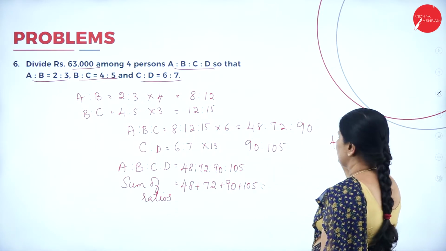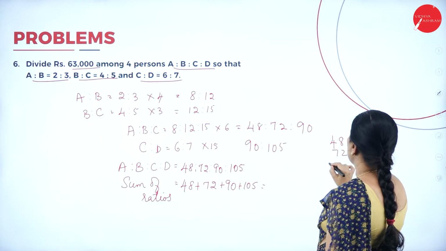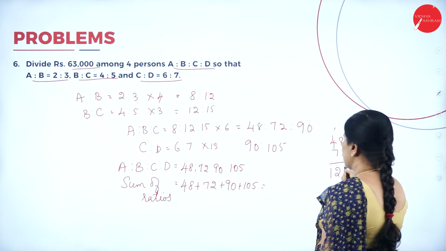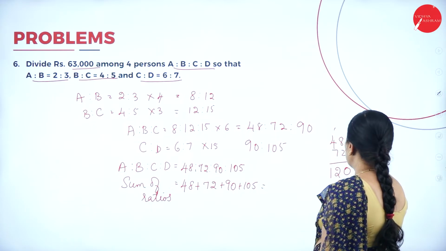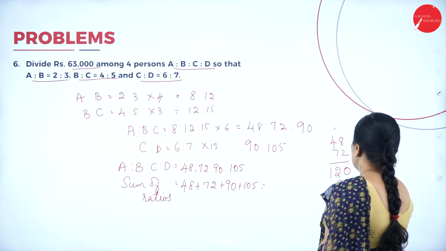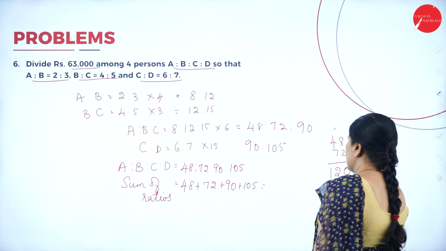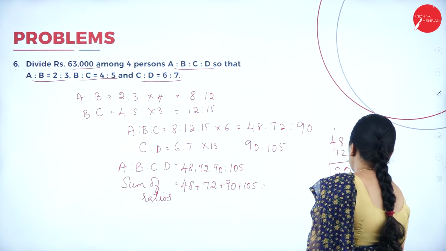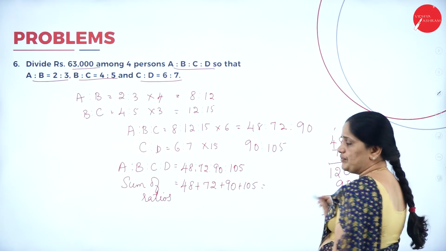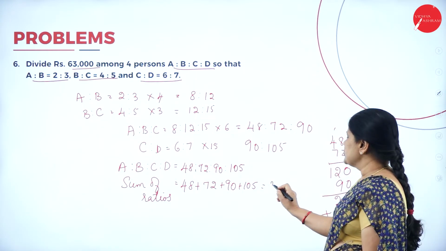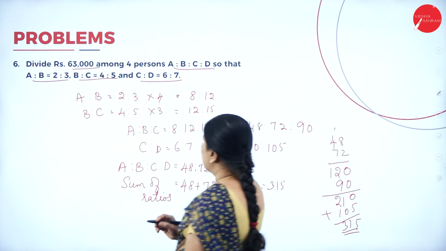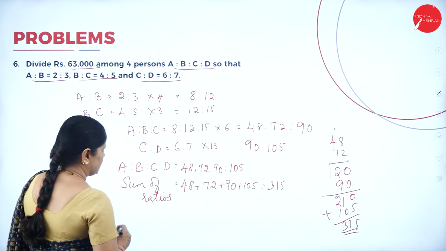So I add 48 plus 72. 8 plus 2, 10, borrow 1, 7 plus 5, 12. So 120 plus 90, 210 plus 105, so this will be 315. So the sum of ratios is 315. Now I will have to share 63,000.